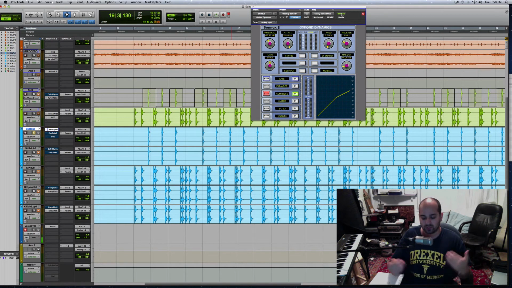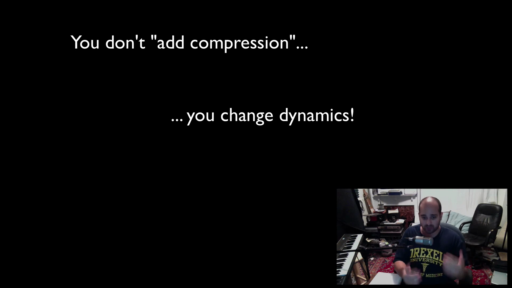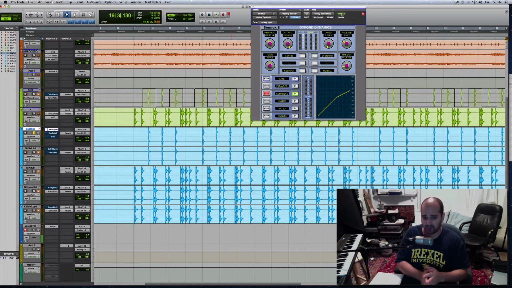So when you think, do I add compression? The answer is no, you don't add compression. What you do is you change dynamics. And what you do with a compressor or any dynamic processor is as flexible as what you could do with an EQ. It really just depends on what you're trying to do.